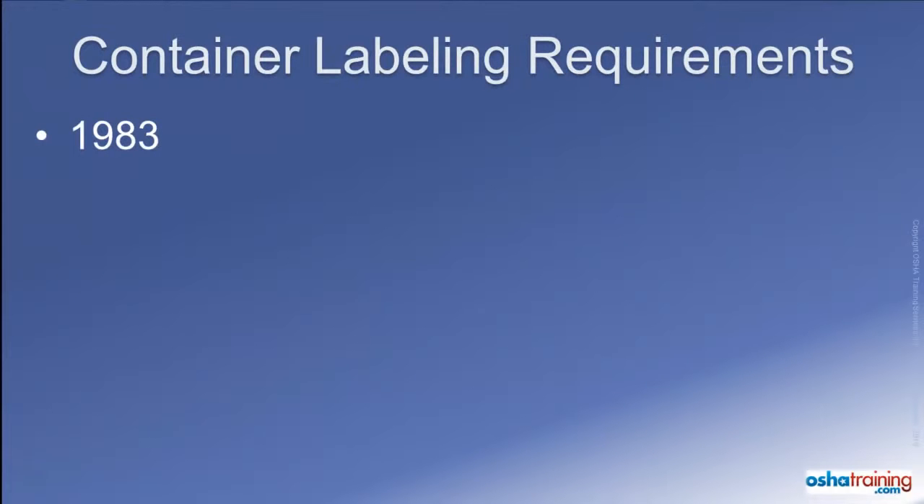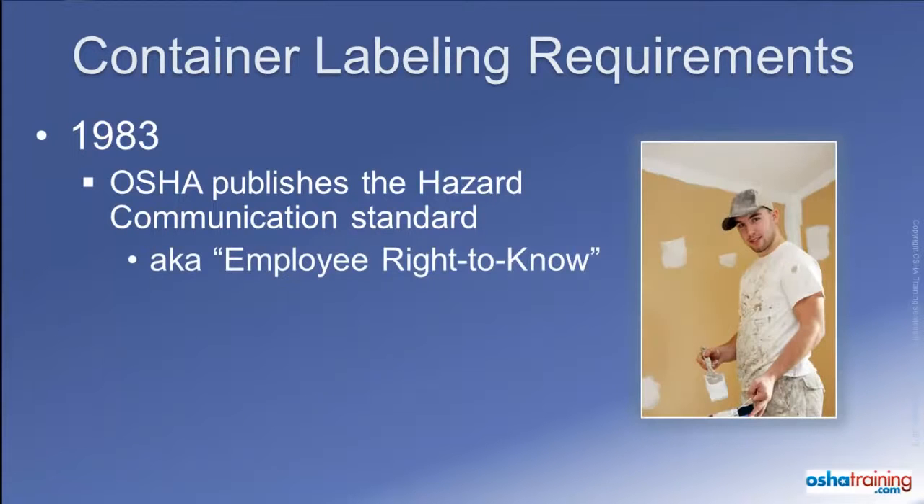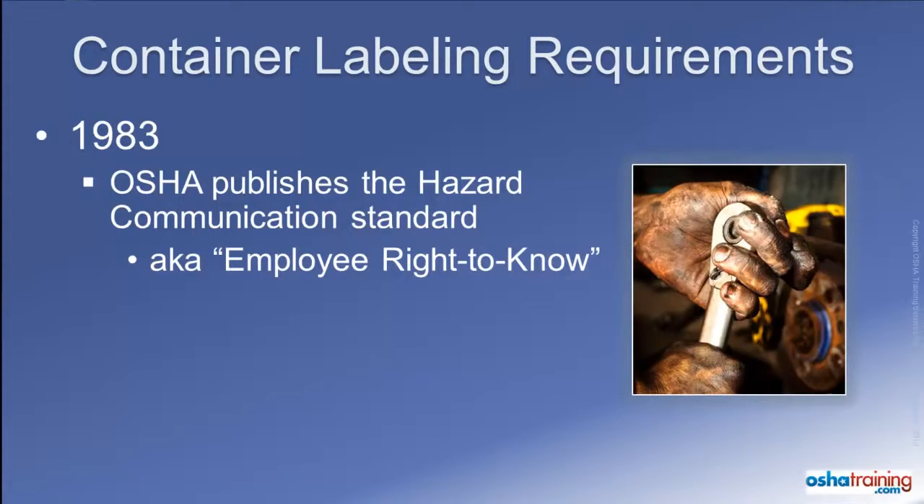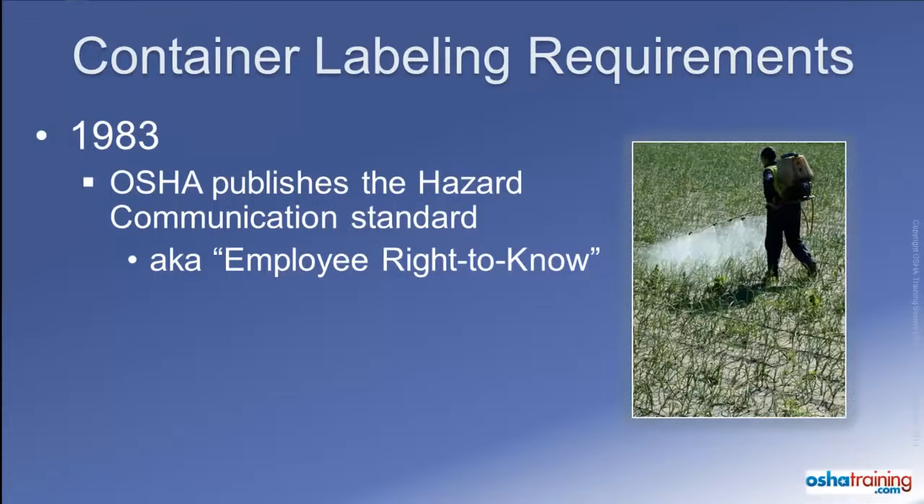In 1983, the Occupational Safety and Health Administration, or OSHA, published the Hazard Communication Standard. This was one of the first major new standards since the original OSHA rules were published in 1971 and was often referred to as the Employee Right to Know Standard. That's because it was developed to help ensure workers had access to information and training about the hazards of the chemicals and products they were exposed to at work.